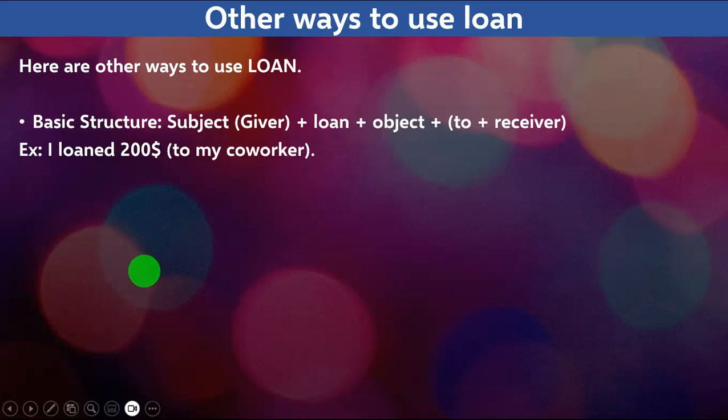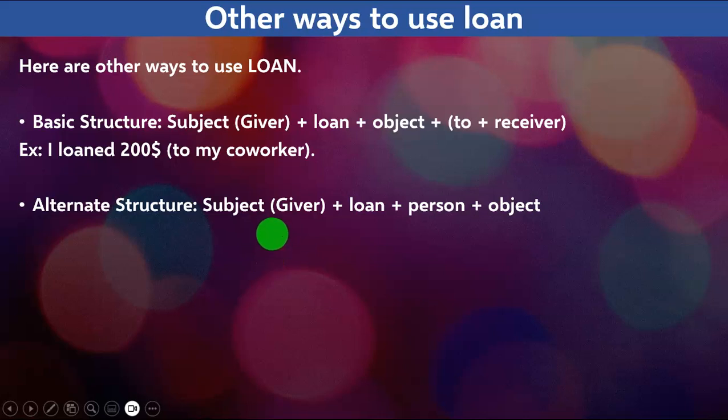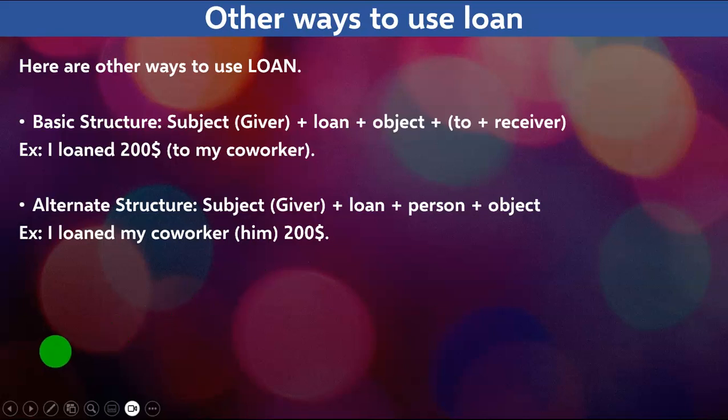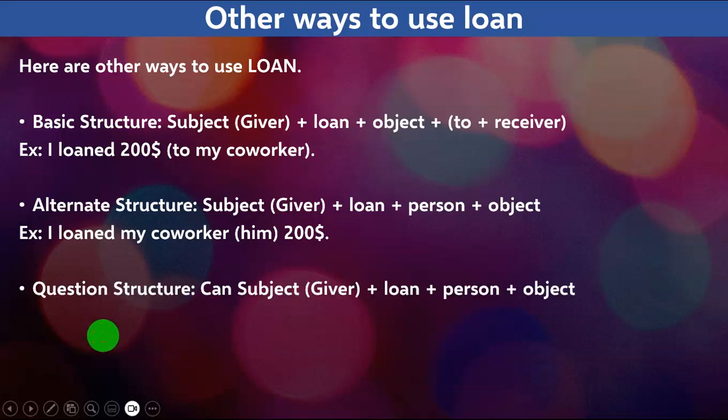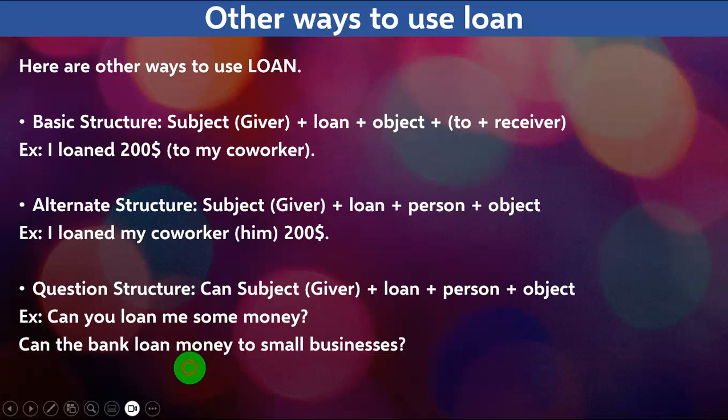I've already talked to you about the basic structure. Let's look at an alternate structure. Subject, which is the giver in this case, plus loan plus person plus object. I loaned my co-worker $200, which means you gave $200 temporarily and he has to give it back. Question structure: can plus subject plus loan plus person plus object. Can you loan me some money? So these are the three structures in which you can use loan.